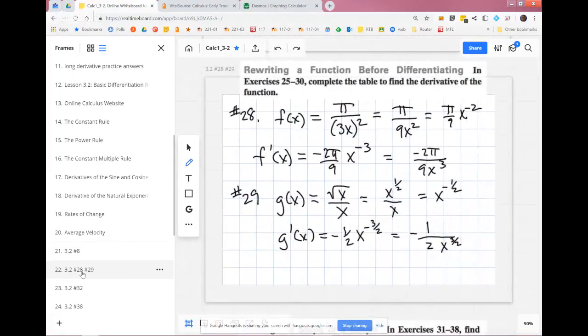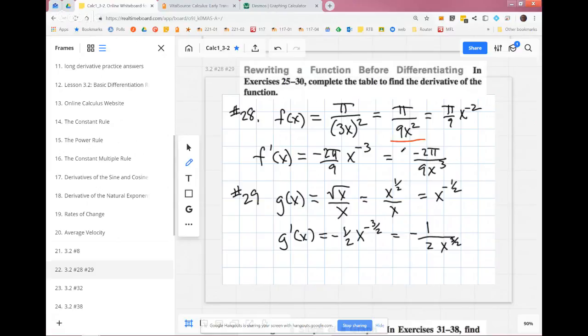Okay, let's take a look at 28. They say something about a table. I don't have any table here, but we can still do this. So here's your function, pi over the quantity 3x squared. Not only the x is squared, but also the 3 is squared. So the next step is we need to take 3x and multiply it by itself. So now we have pi over 9x squared.